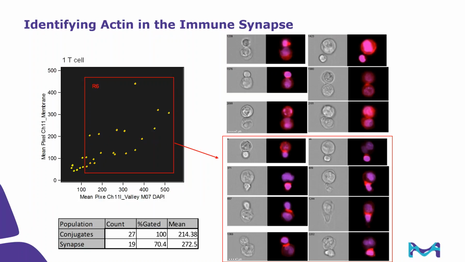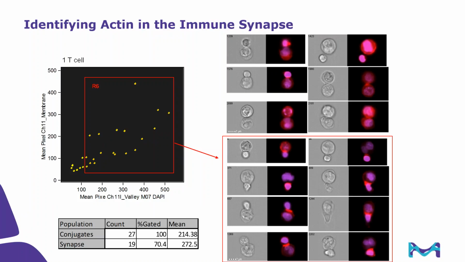So now if we take this approach to a data set where we've induced immune synapse formation within these cells, we have T cells binding to antigen-presenting cells, we now have a metric by which we can quantify the rate of immune synapse formation.